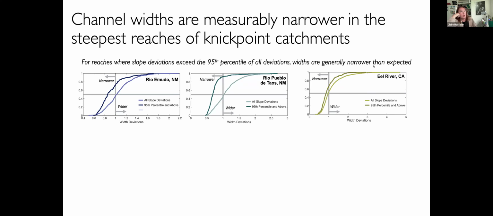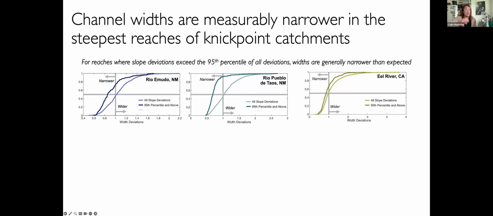What we see across all 3 of our nick point sites is that for this population, our channels are measurably narrower. So for example, the Rio Pueblo de Taos, in the steepest condition, about 90% of these cross sections are also narrower than we would expect. 80% for the Rio Hondo, and about 70% for the Eel.